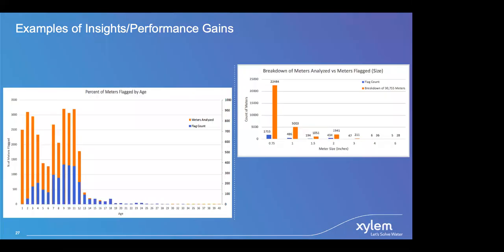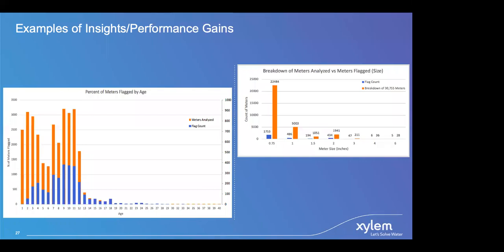Here's some more insights, where, again, the graph on the left is showing us that age is not something that we can rely on. There can be a lot of flagged meters, even in the younger meter population, so it's not just older meters. It all depends on what that meter has been exposed to during its lifetime.